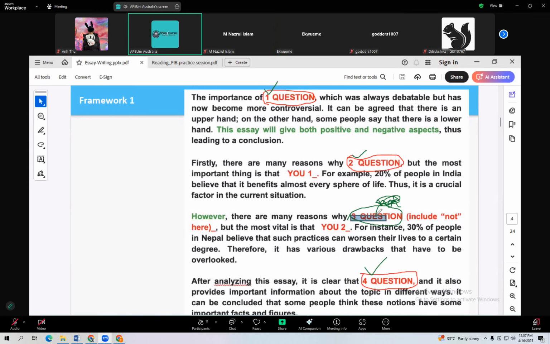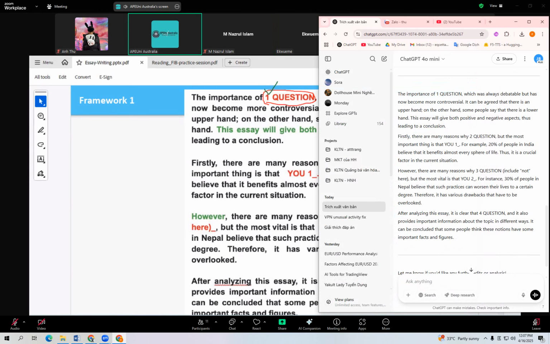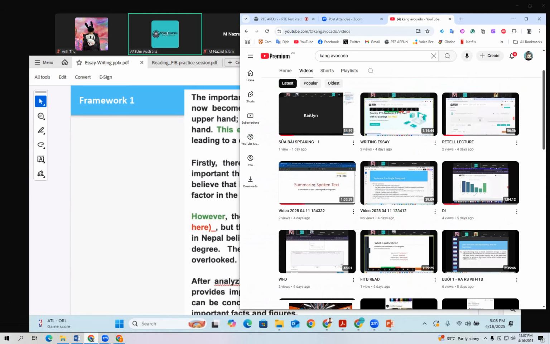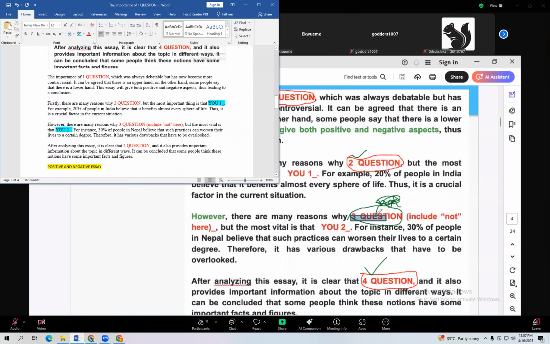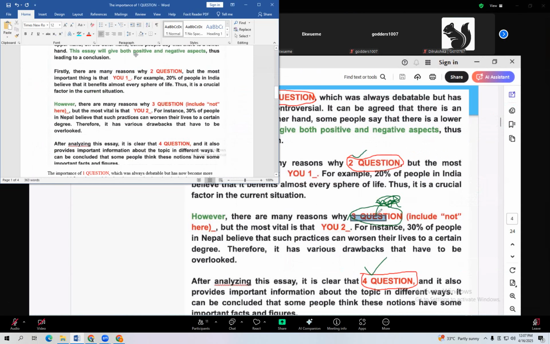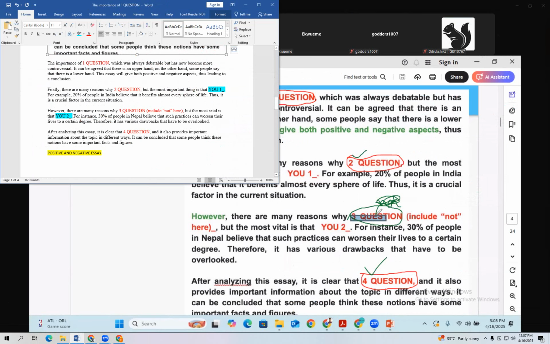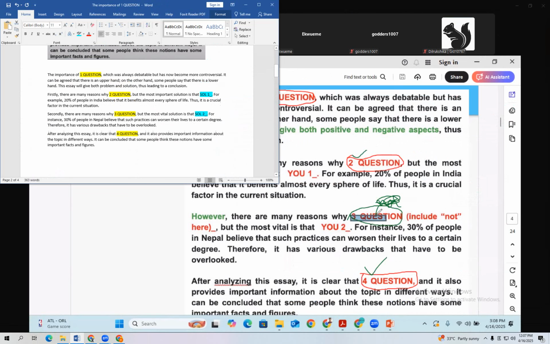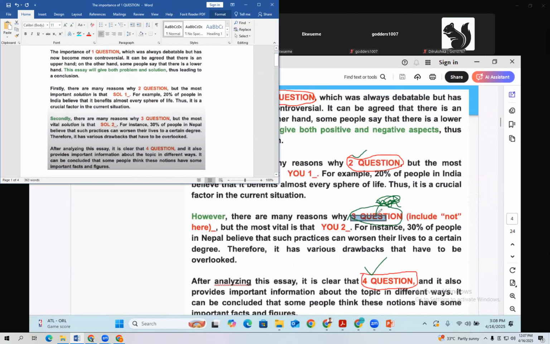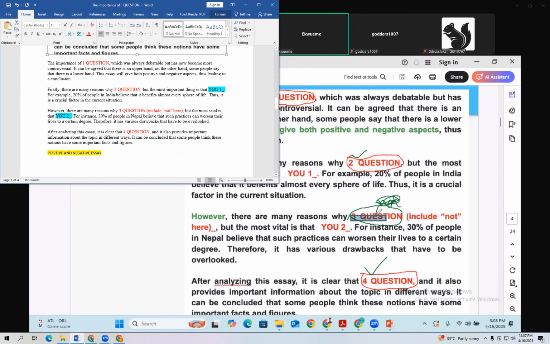Because here actually you are comparing the two sides, both positive sides and negative sides. So if the question is negative, then you have to describe the positive side as well. If the question is positive, then you have to describe the negative part as well. Thank you. It's clear.